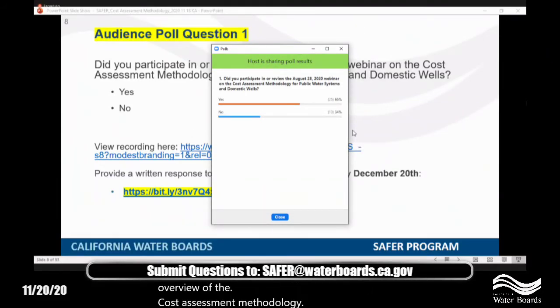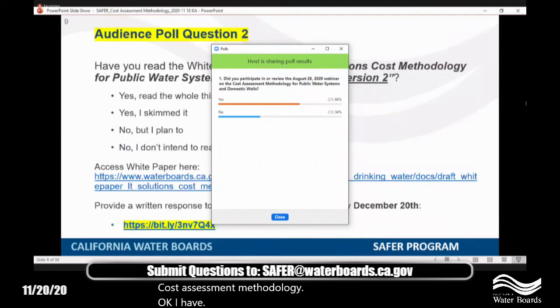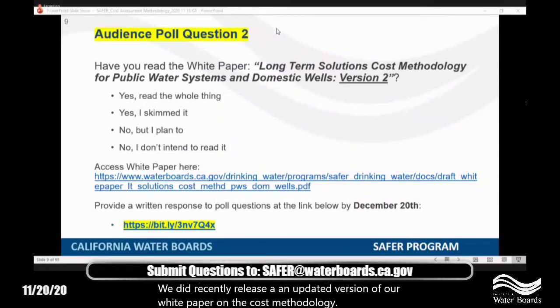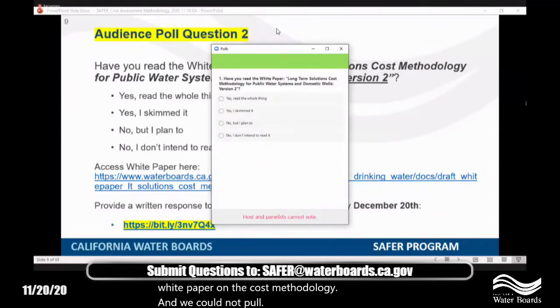Okay, I have one more poll question before we get in. We did recently release an updated version of our white paper on the cost methodology. And let me go to that poll question. We would like to know how many of you have had a chance to maybe read it or skim through it. It is a lengthy paper.